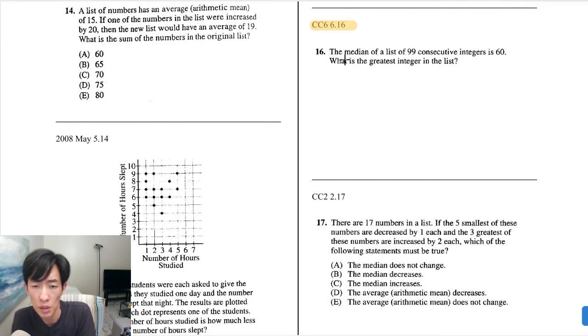Let's do question 16. The median of a list of 99 consecutive integers is 60. What is the greatest integer? So it always pays to map this out. The median is our middle number, so that's 60. If there are 99 integers, I want to know how many are on each side. So 99 over 2, that's going to give me 44, remainder 1, 49 rather. And so that means to the left of 60, there's going to be 49 numbers. To the right of 60, there's going to be another 49 numbers.